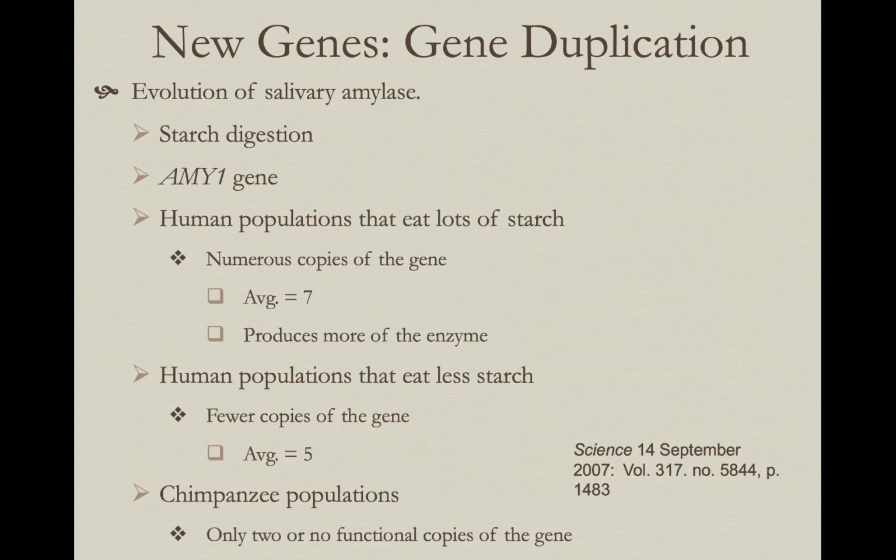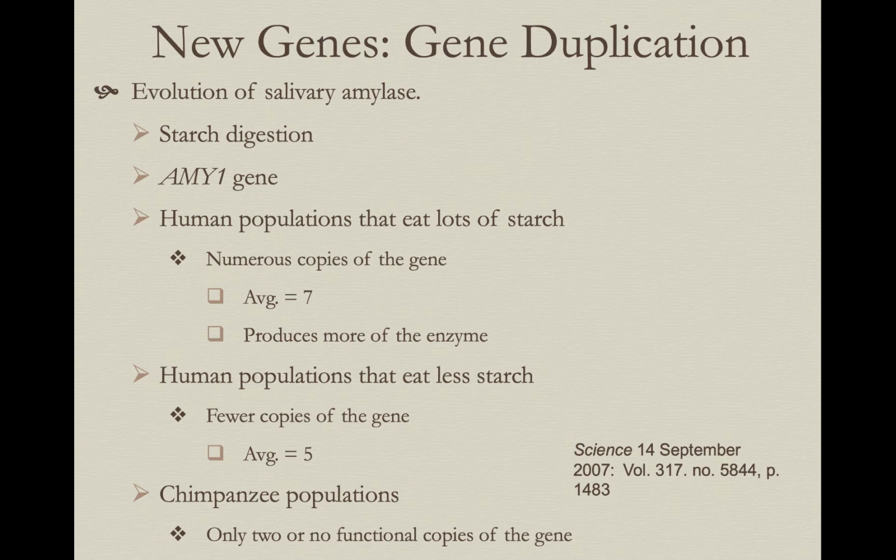So the AMY1 gene is associated with the production of salivary amylase, which is important for starch digestion. And in human populations that eat a lot of starch, the more copies of this you have, the more efficient you are at extracting this as an energy source. And so there's been selection for keeping more copies of this. So when a mutation occurs in which more copies are produced, that's a fitness advantage to those individuals. In human populations that don't eat as much starch, they tend to have fewer copies of this. There hasn't been such a strong push by natural selection for the preservation of these mutants when they occur.